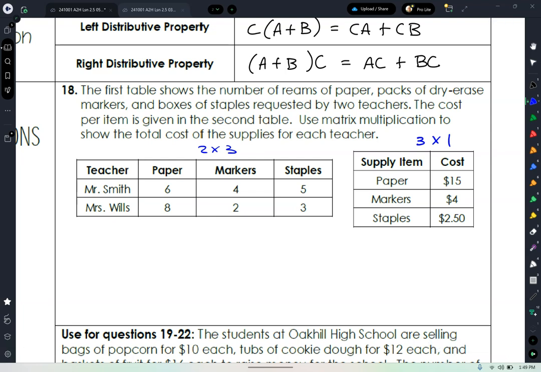Will we be able to multiply these two together? Yes. And what are we going to get as a result? 2 by 1. You'll notice the 2 by 1 is going to be a combination of the rows and the columns. 2 rows, each row will represent a teacher. Each column will represent a cost of an item. 2 by 1. Do it. I'll give you some checkpoints, all right? Go ahead.